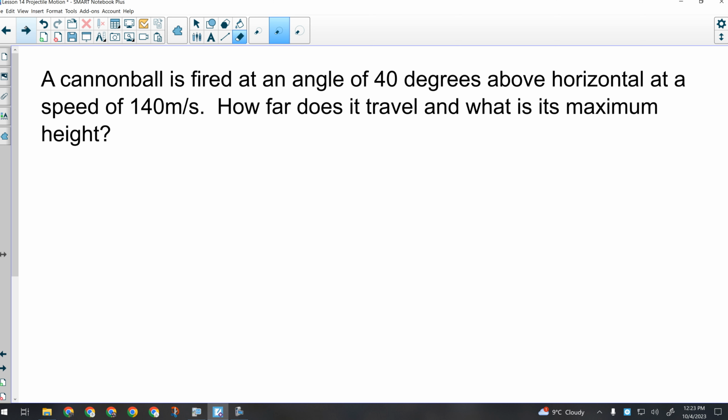Okay, with this question here, I have a cannonball fired at an angle of 40 degrees above the horizontal at 140 meters per second. How far does it travel? What's its maximum height? We did 2 of these yesterday. Okay, just like this one. So you're looking at this as your start.